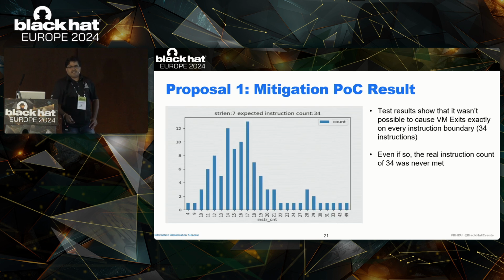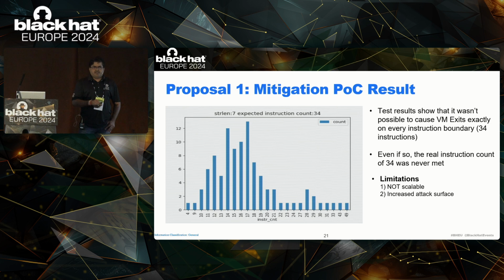So from a POC result perspective, this is what the outcome was, where we ran the test and we managed to show that with the mitigation, we are not able to get to the 34 real instruction at any point of time based on the number of experiments we did. However, this mitigation has 2 limitations, as you can see.